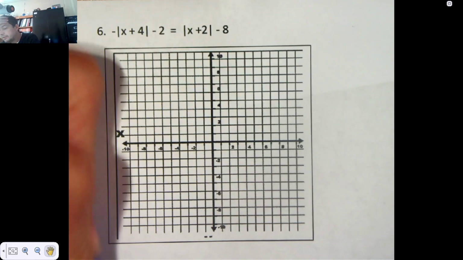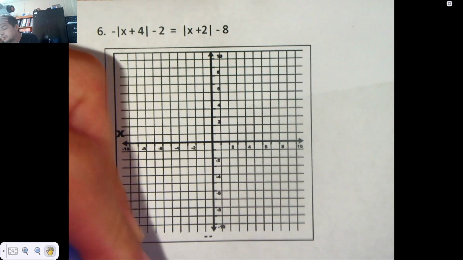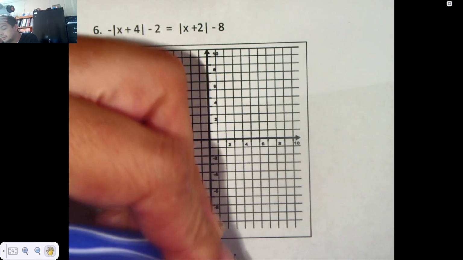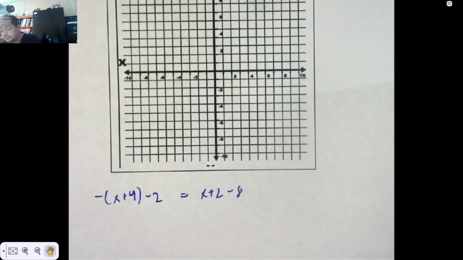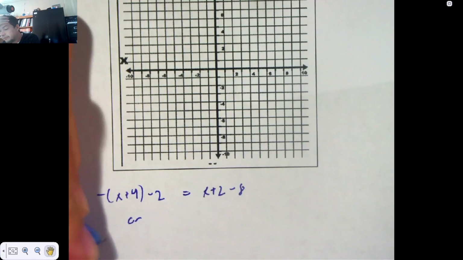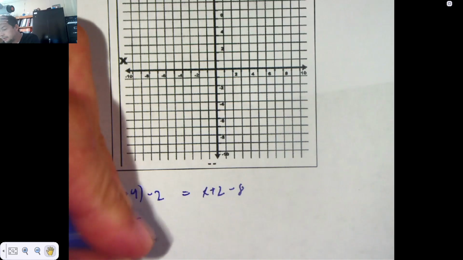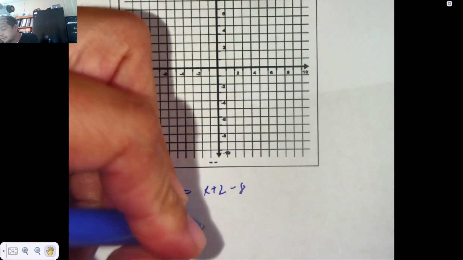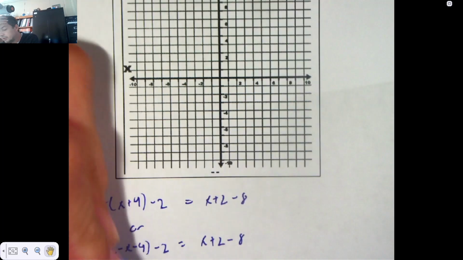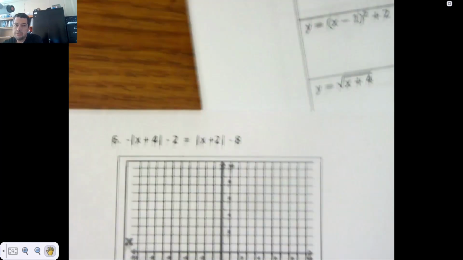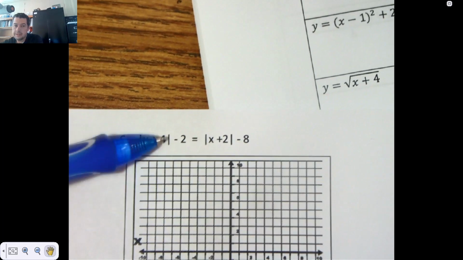You either have negative x plus 4 minus 2 equals x plus 2 minus 8. There's one of them. Or you have negative x minus 4 minus 2 equals x plus 2 minus 8. Or, see what I've done here is I've swapped those two around. I've written the two things that were inside up here.